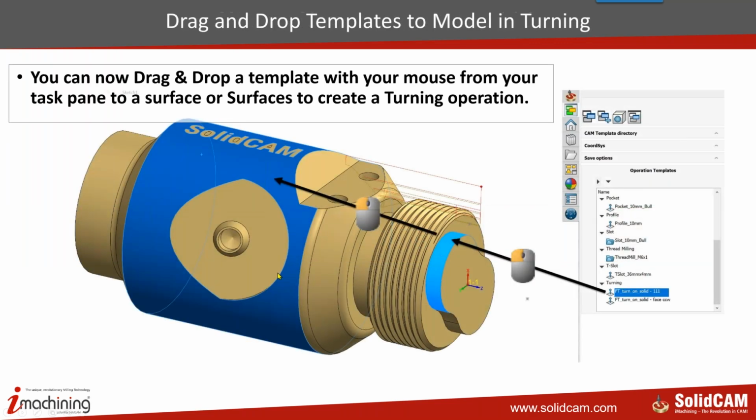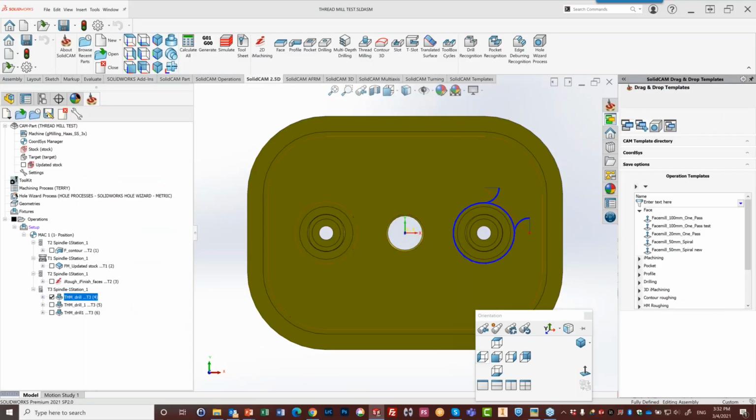Now let's get to something that people have been waiting for a long time. A couple of years ago, we introduced drag and drop templates, but this was always used for milling operations. We can now use drag and drop templates when it comes to turning as well. Let's take a look, and as I'm showing it to you, I'll explain some of the features that you should pay attention to as you're doing this. Okay, so let me open up a different part.